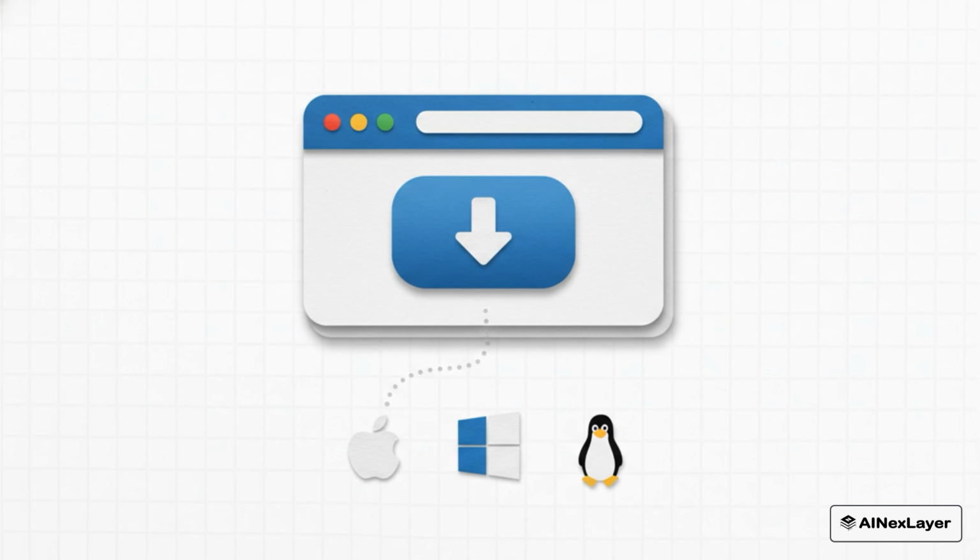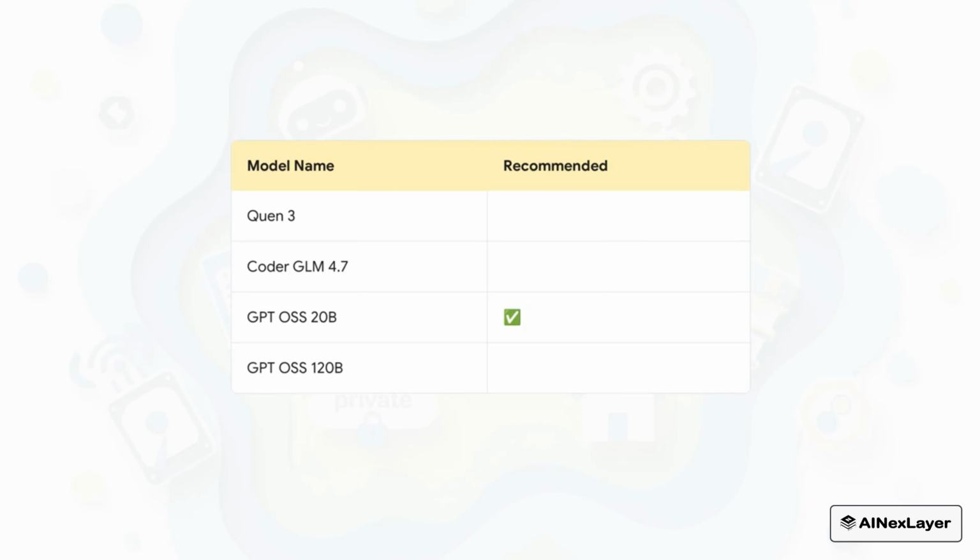Next up, we need the brain. This is super simple. Just open your web browser, head over to ollama.com, and grab the download for your operating system. Doesn't matter if you're on Mac, Windows, or Linux, they've got you covered. Now, once you have Ollama, you've got a choice to make because it supports a ton of different AI models. For this setup, though, we really recommend gpt-oss:20b. Why? Because it just hits that perfect sweet spot. It's got great performance, but it doesn't need a crazy supercomputer to run.